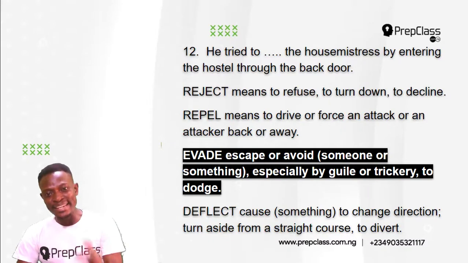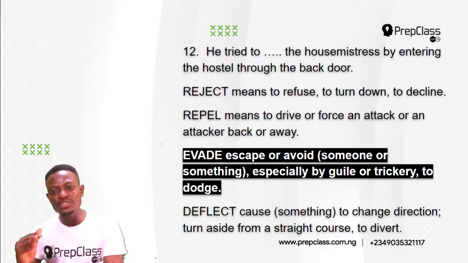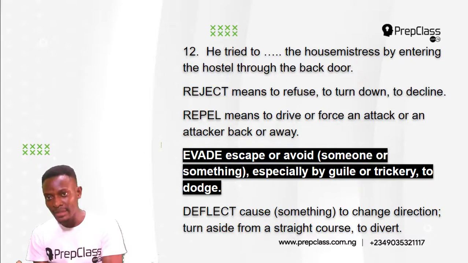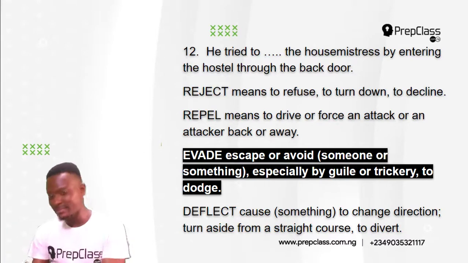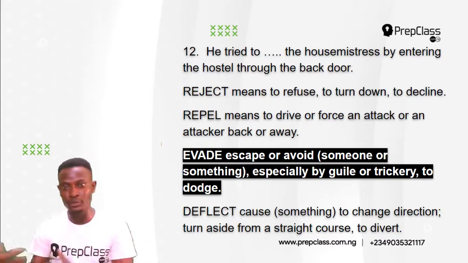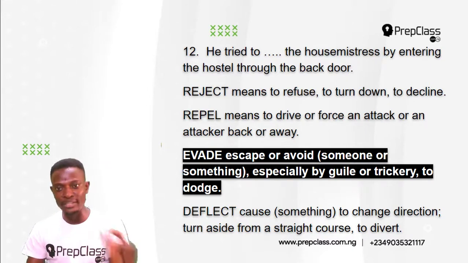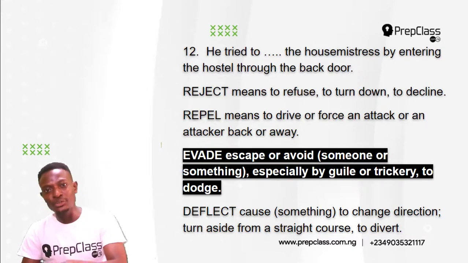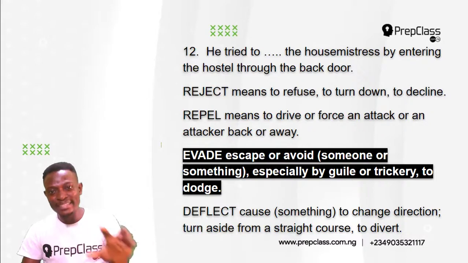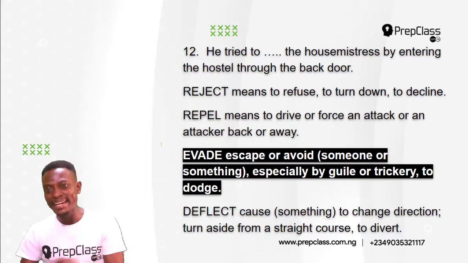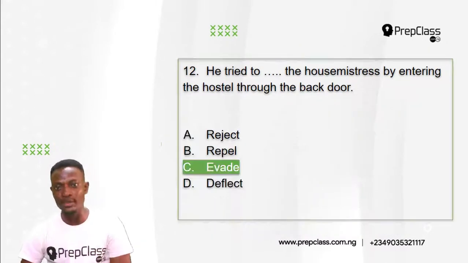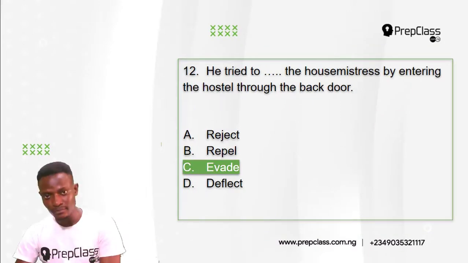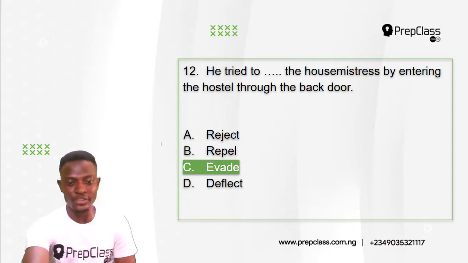But evade. Evade means to escape or avoid. He tried to avoid the house mistress. Maybe this person has committed an offense. So if he goes through the front door, he's going to bump into the house mistress. But now he tried to go through the back door so as to avoid the house mistress. He tried to evade the house mistress by entering the hostel through the back door. The answer to this question is option C. Alright, moving on to the next question, question 13.